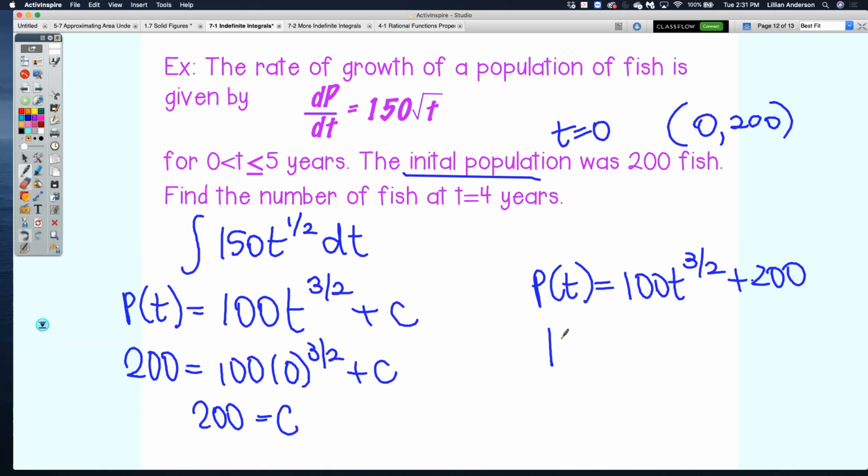So then all I need to do is plug in 4 for t. Again, another non-calculator problem where I take the square root of 4 to the 3rd power. And to be honest, sometimes it's easier to apply the root than the power. So how many fish do I have?